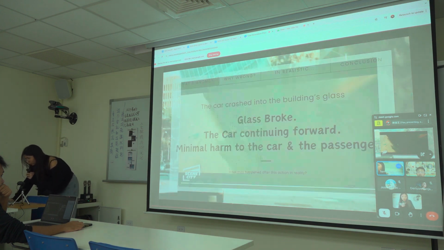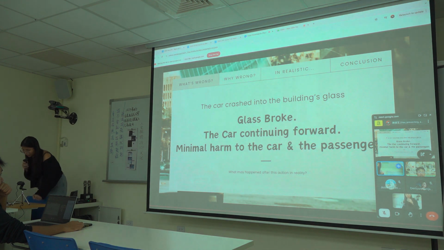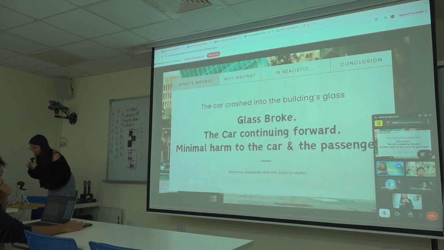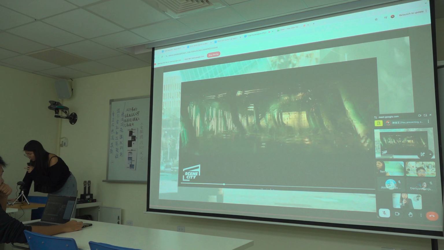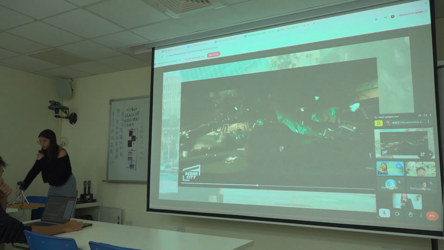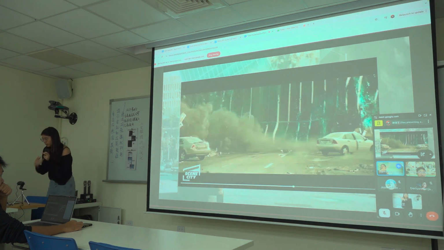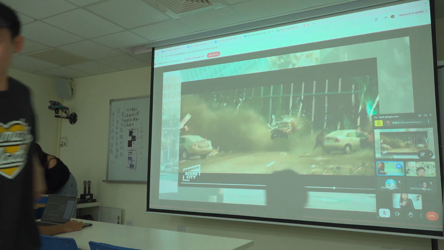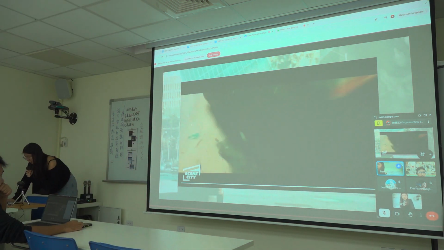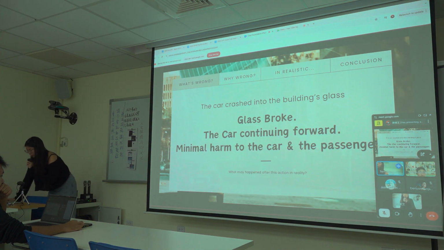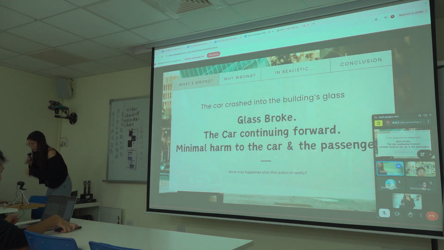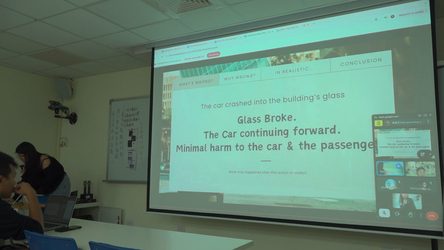Okay. In this scene, we can see that the car crashed into the building's glass with the... Can you play that again? Okay, play the scene again. This scene is right after the scene he introduced. We can see that the car broke through the building's glass, and the glass broke, and the car continued forward without significant harm to the car and the passengers.